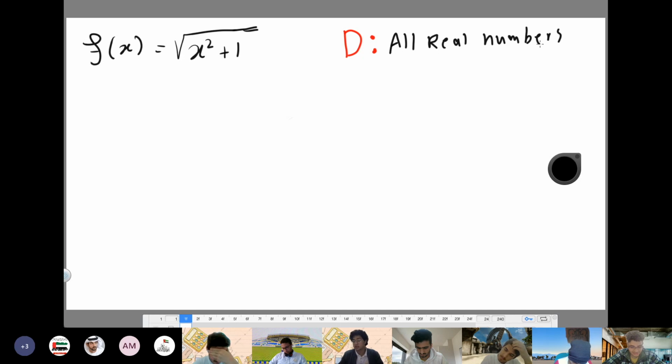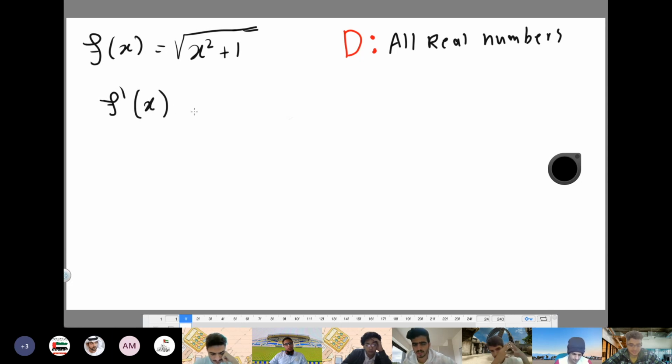Now what is the first step when we're trying to graph a function? Finding the domain. Then finding the derivative, the first derivative. 2x over 2 in the same root. Okay, good job.